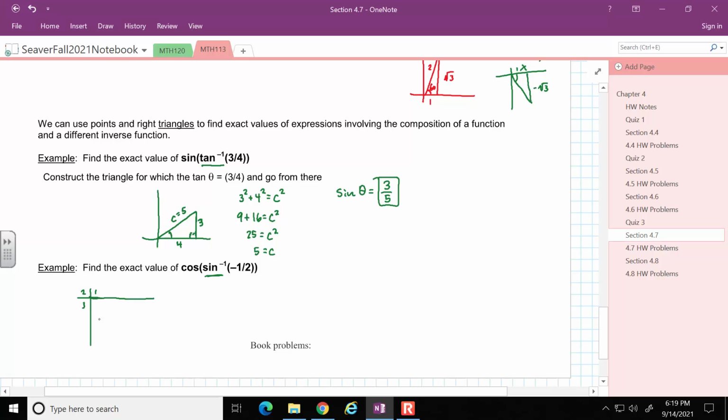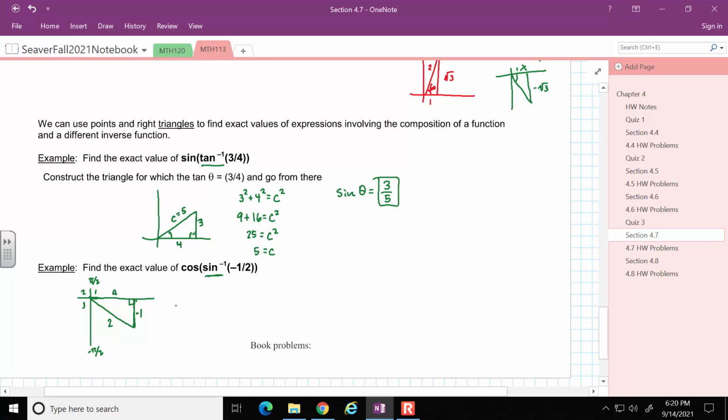So between negative pi halves and pi halves is this fourth quadrant down here. I'm going to do the same thing and say the inverse sine is negative 1 over 2. So that means my opposite side has a length of 1, my hypotenuse has a length of 2. Okay, this one's a little more understandable at least. I want to know not the angle, but the cosine of this angle. So I have to figure out what this other side is.